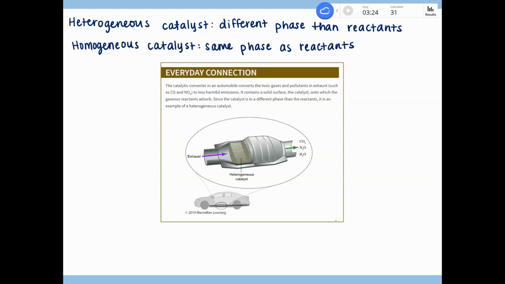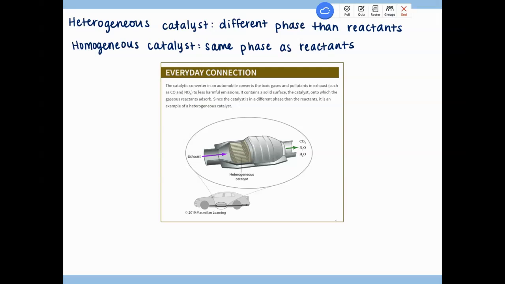If you look back at the previous slide, the reagent, hydrogen peroxide, was in aqueous solution. The catalyst, hydrogen bromide, was an aqueous solution. So those two, the reactant and the catalyst, are in the same phase. So that was a homogeneous catalyst. Here we have solid catalyst, gaseous reactants, so heterogeneous catalyst.